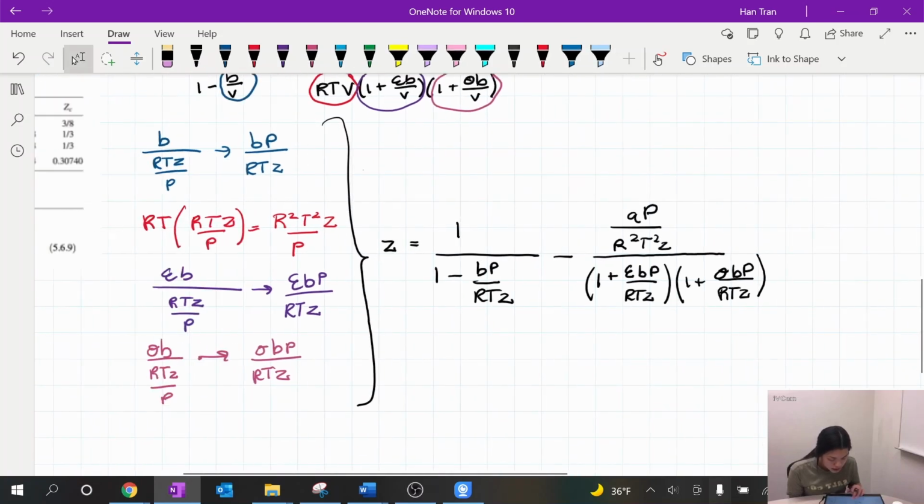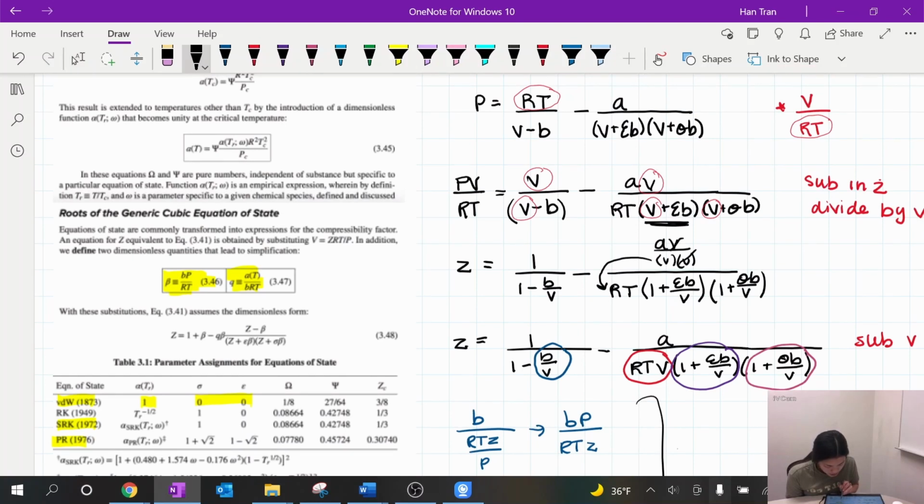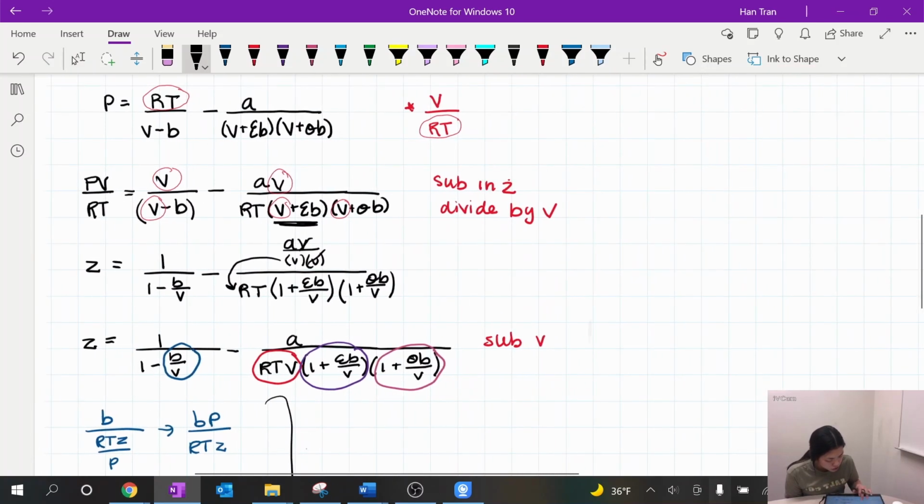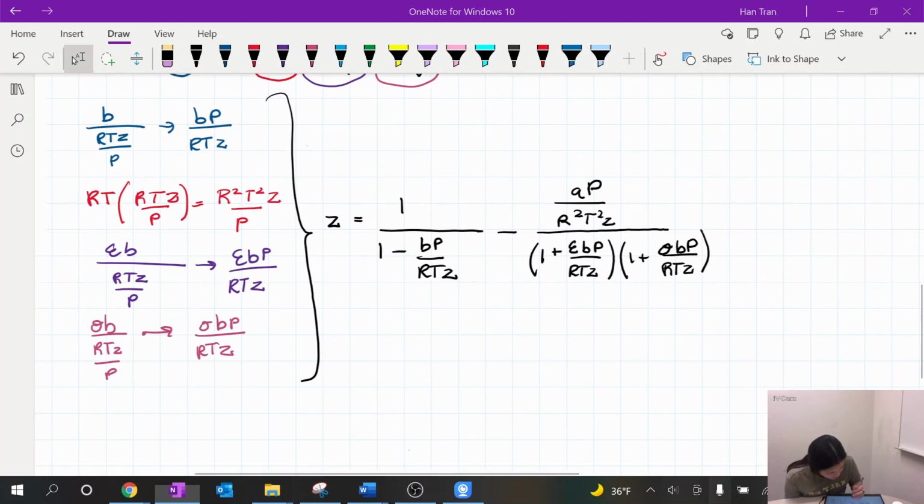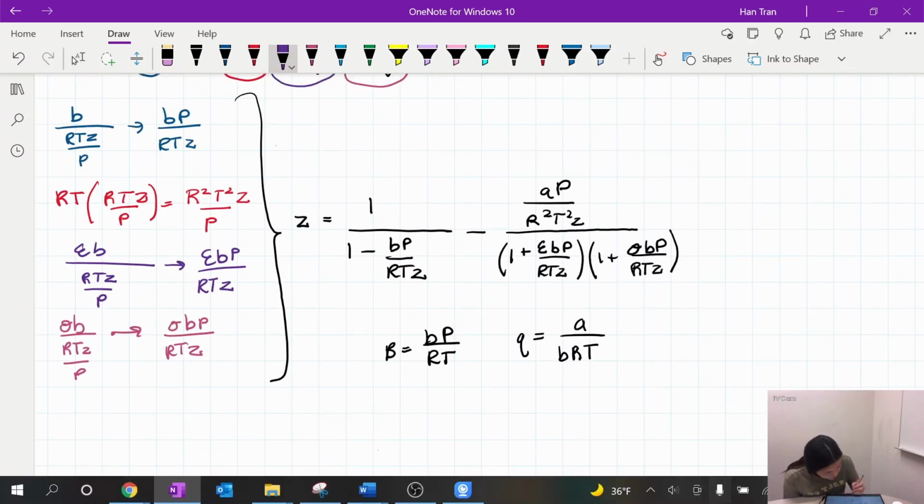So to clean up this equation, we're going to use what we are given in this text here, and that is beta and Q. So beta and Q are defined as, so beta equals parameter B times pressure divided by gas constant R times temperature, and Q is defined as parameter A divided by the parameter B times gas constant R times temperature. And so let's just first start with beta and see where we can put beta in, like what we can substitute for beta.